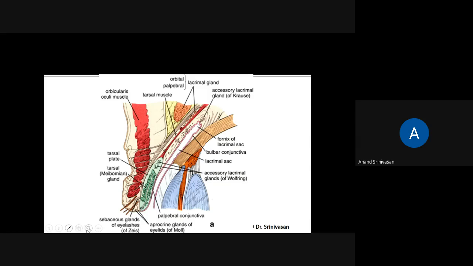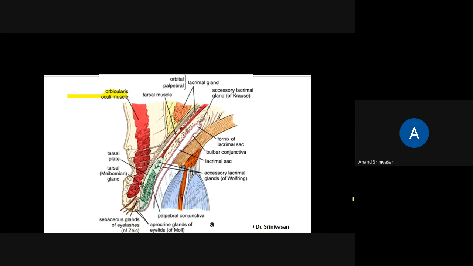Now, this is the picture showing the eyelid. Here you can see the lens, the ciliary body, the iris. But this is mainly to show the eyelid. So in the eyelid, what are the structures you need to see? You can see the location of the orbicularis oculi muscle.